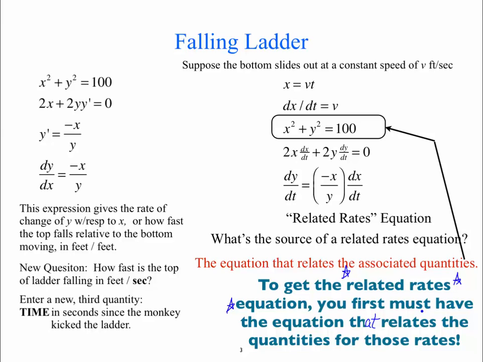You first must have an equation that relates the quantities for those rates. That's where that related rates equation is going to come from. All right? So here's what we're after. This is the centerpiece of the solution. It's the focal point. Where does it come from? It comes from the equation that relates the associated quantities to the rates that we're relating.